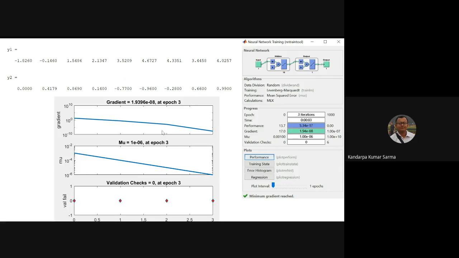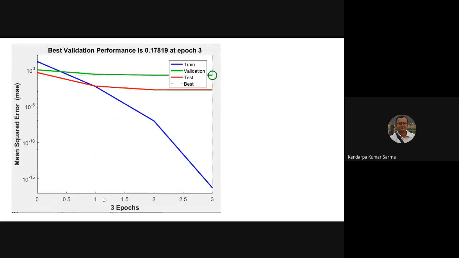So these are the values of gradient and the step sizes and the validation checks done. So here is the convergence plot, the mean square error plot. At three iterations, it has crossed the performance limits. So quite fast and quite reliably generated graph. So the performance is quite satisfactory.